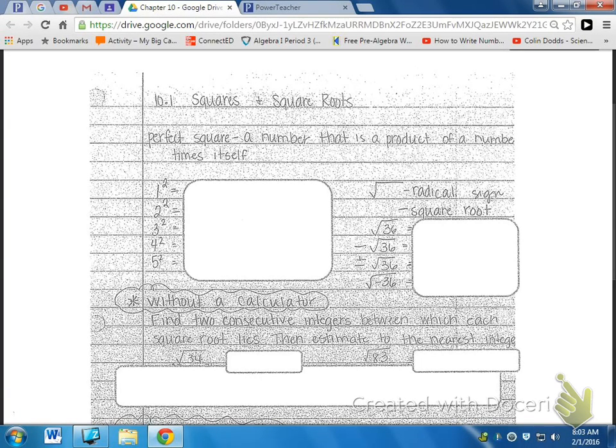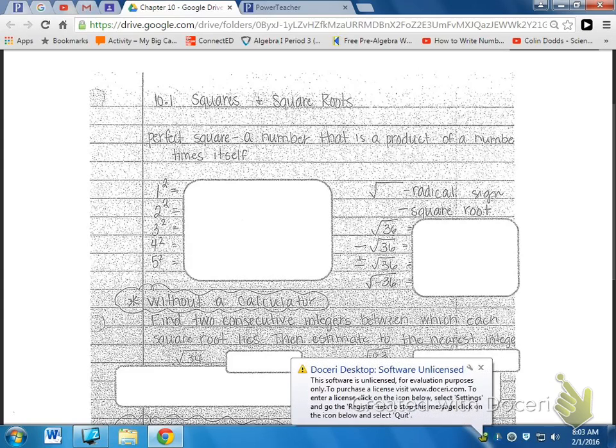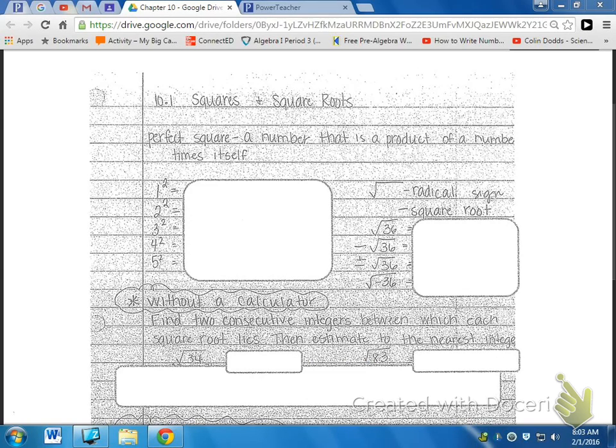Lesson 10-1, Squares and Square Roots. We're going to talk a little bit about what those terms mean. I want to mention the term perfect square. A perfect square is a number that is a product of a number times itself. They're called perfect squares. Sometimes they're just called squares. So if you would see that on an I-STEP test, a square of a number, or is that number a square, it means is it a perfect square.